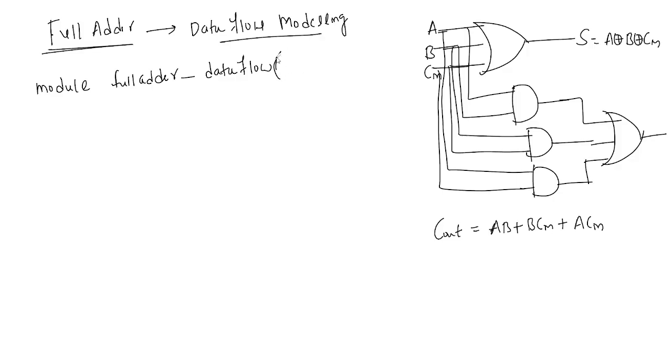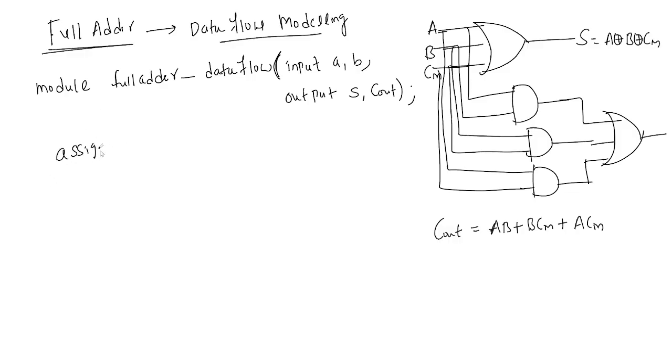Method 1 means you need to declare the port list, and separately declare the inputs and outputs. Method 2 is you can declare the inputs and outputs within the bracket itself. Method 2 I'm using: input A, B, next input C in, output S, C out, and I'm using a continuous assignment statement.